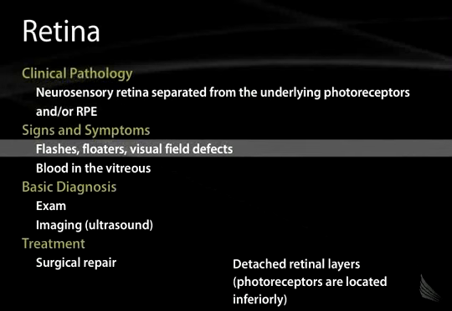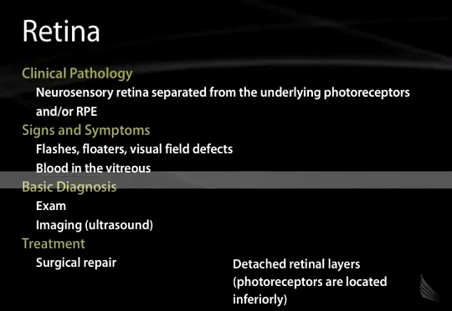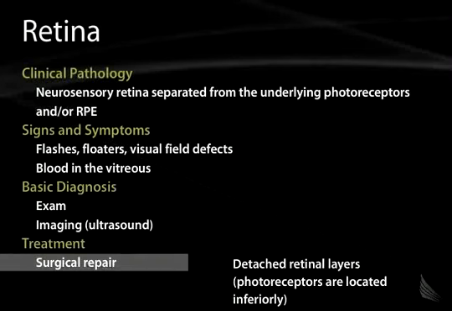Signs and symptoms are flashes and floaters or visual field defects. You also can get blood in the vitreous from the broken vessels as the retina detaches. Basic diagnosis is based on exam and imaging if you need to. Treatment is surgical repair. It often needs to be done quickly, rapidly, in order to restore any functional vision.